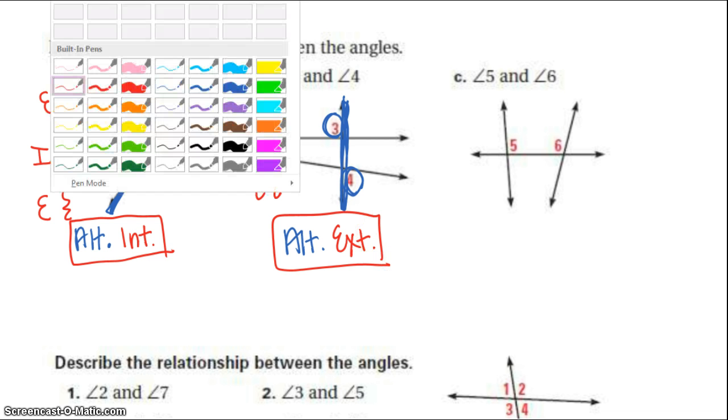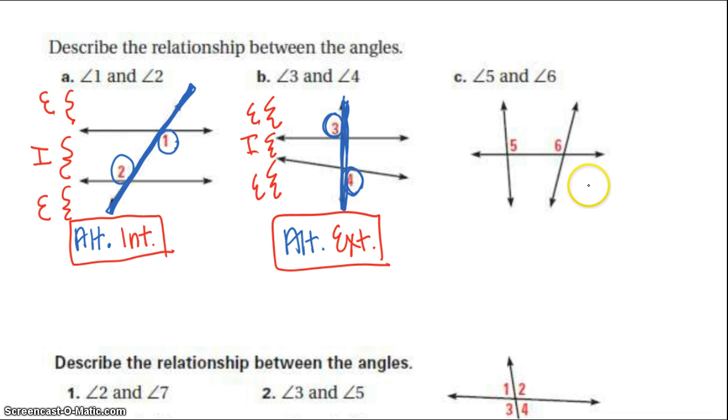Now let's look at C. If you get confused about C, turn your head to the left. Do you see your transversal has been moved over like this? It's been twisted over. Because remember, a transversal goes through 2 or more lines. Like you can't say this is a transversal because it goes through 1 line. And you can't say this is a transversal because it goes through only 1 line. But this must be the transversal because it goes through 2 lines.